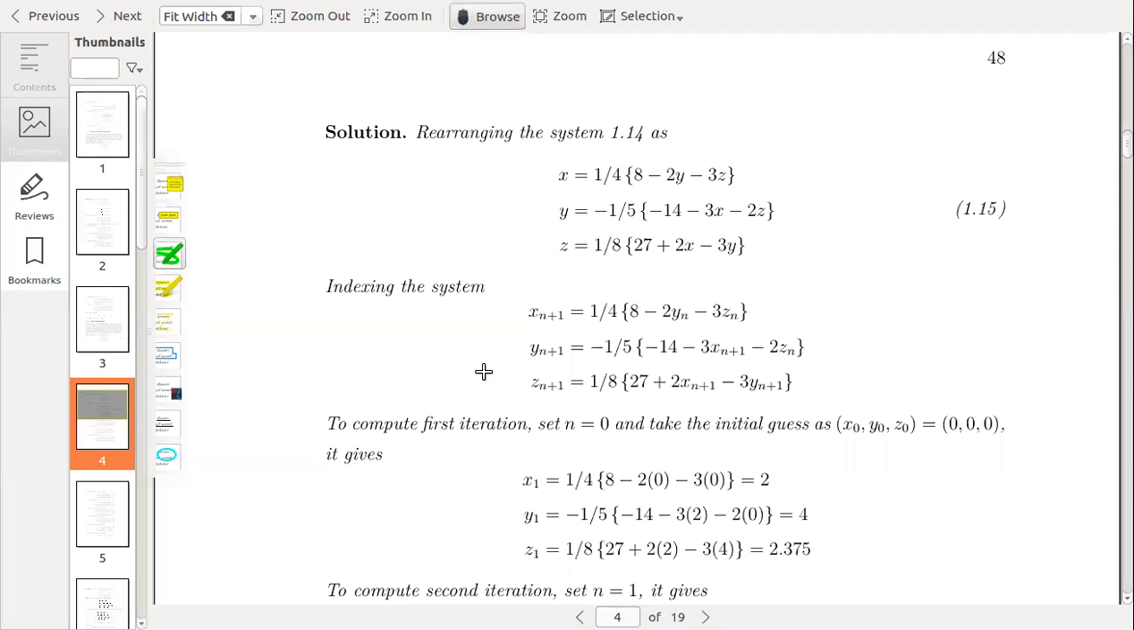There is only one difference between the Gauss-Seidel and Jacobi methods. The difference is only how to index the system. So in indexing, the difference between the Jacobi and Gauss-Seidel methods is indexing. So in indexing, we make a little change.